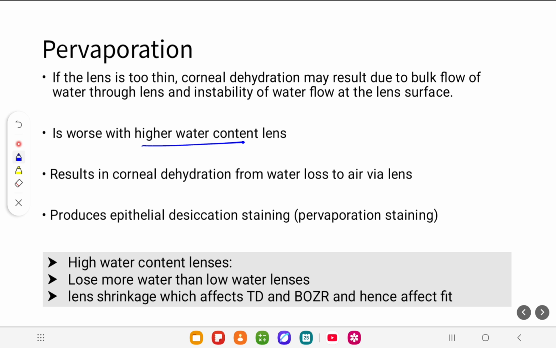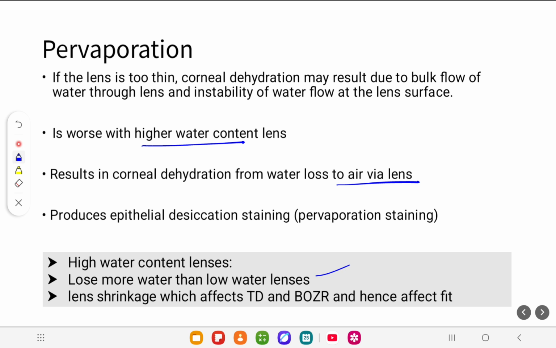So it results in corneal dehydration from water loss via the air. That's what evaporation is, and it produces epithelial desiccation staining. So you will see a lot of evaporation staining in your life. High water content lenses lose more water than low water content. That's why I love silicone hydrogel, especially first generation silicone hydrogel, for dry patients.